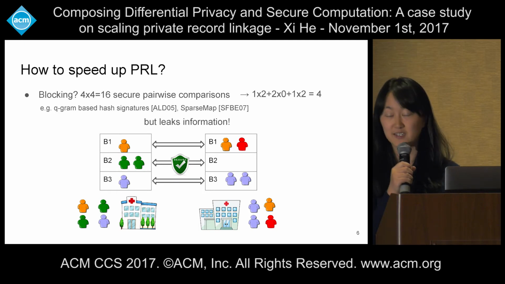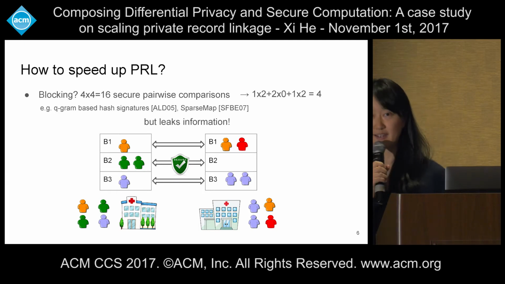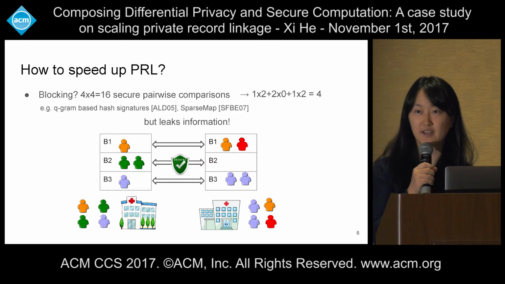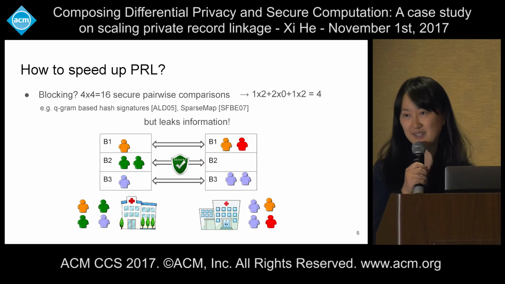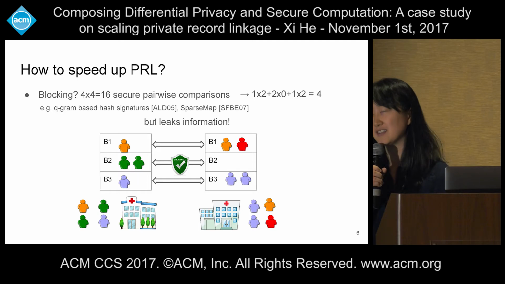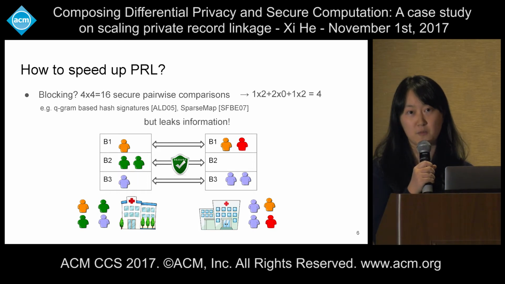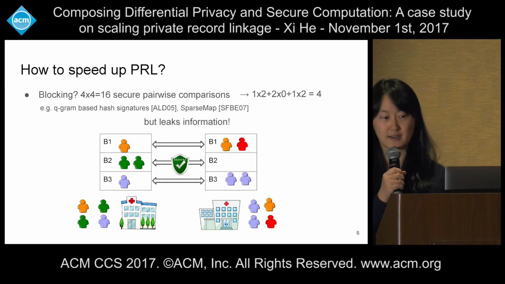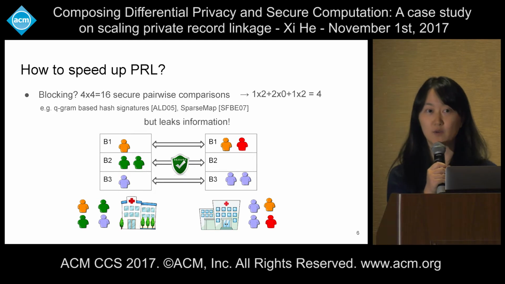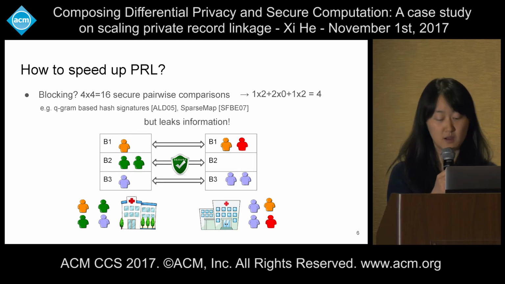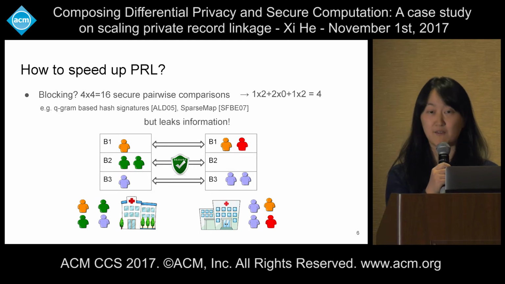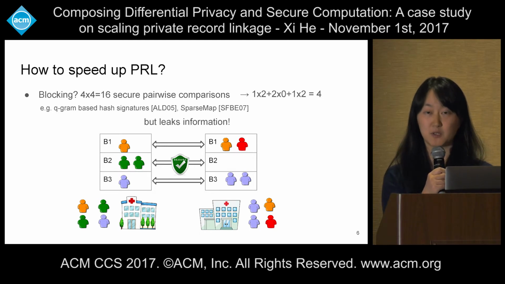However, this approach actually has some leakage of information. I leave this as an exercise for the audience to figure out. But the intuition is that by changing some record values, the total number of secure pairwise comparisons will be affected, which is part of the view of the adversary. That information will help the adversary to distinguish between some databases.